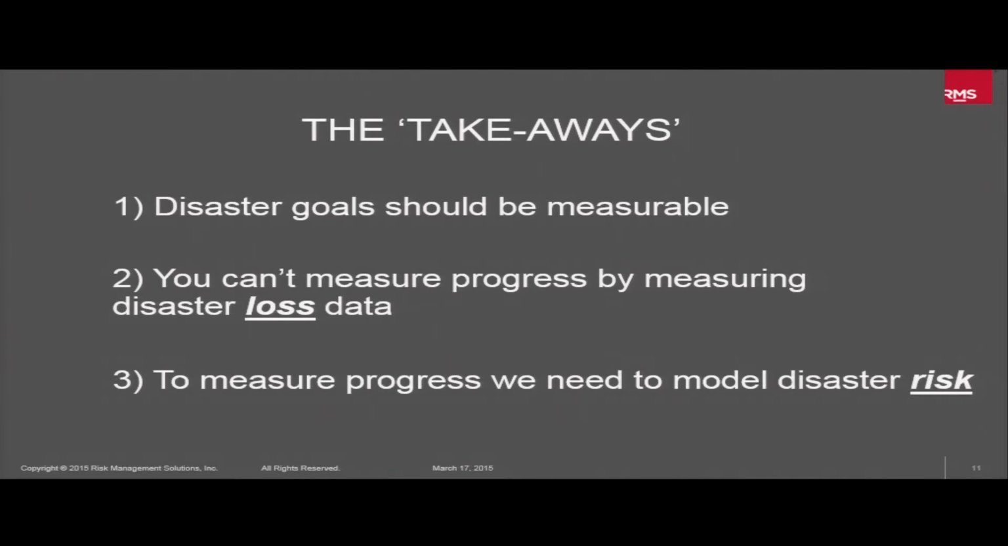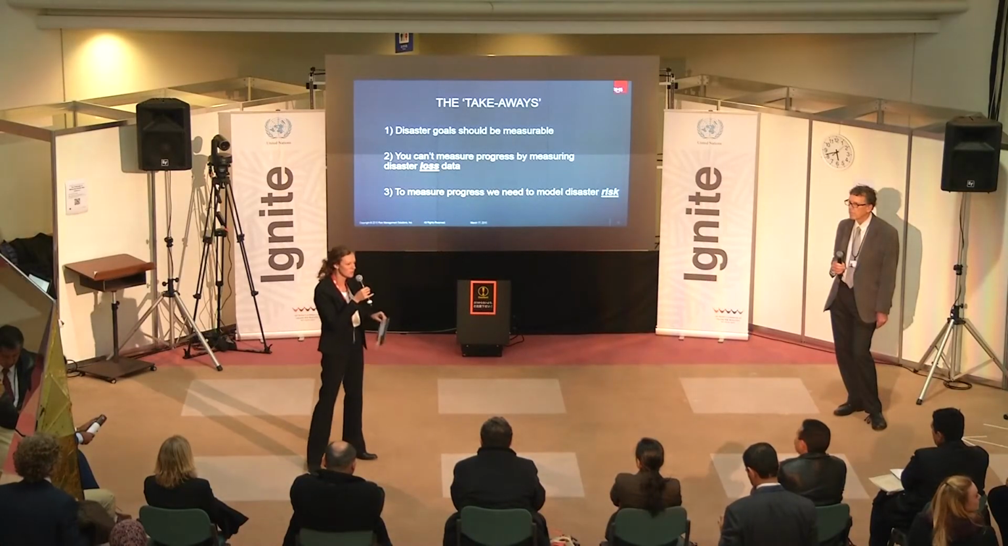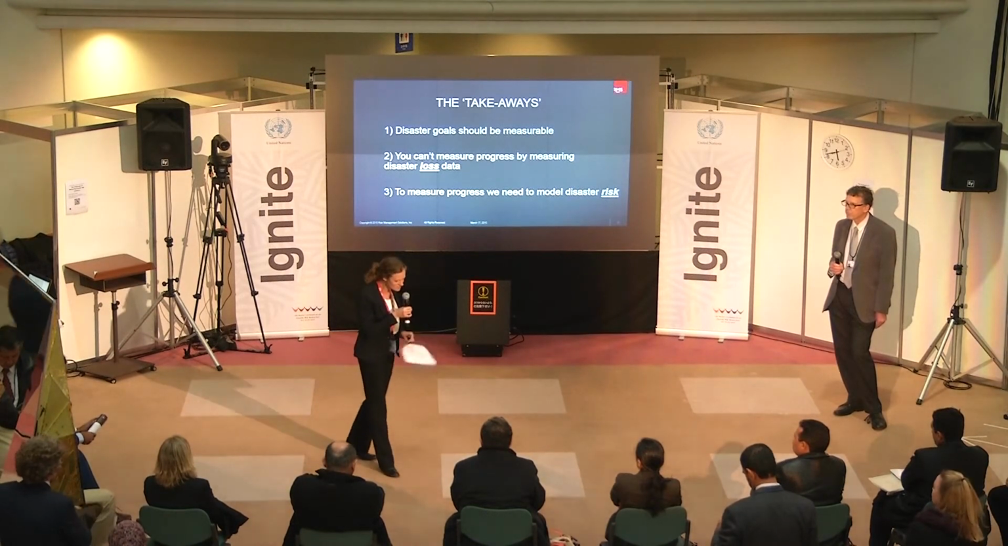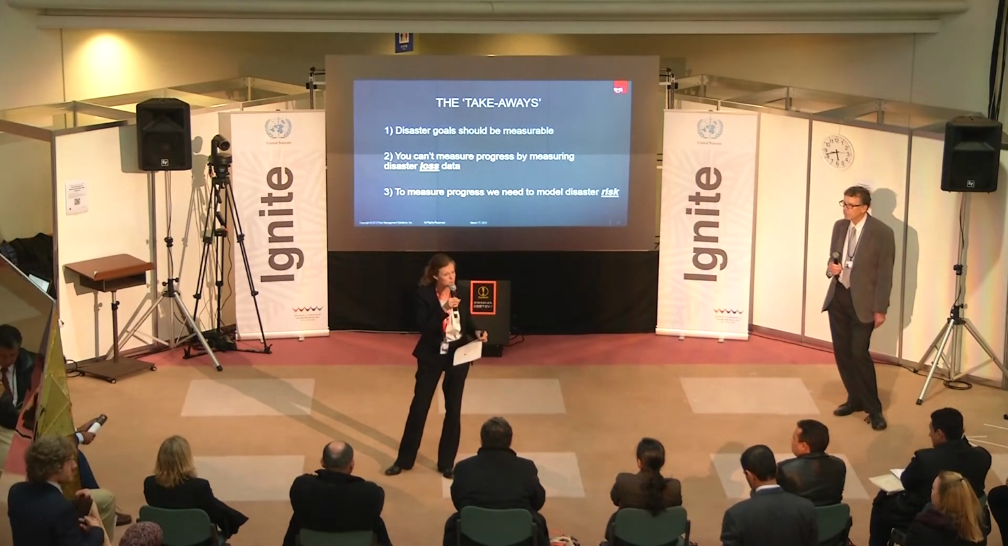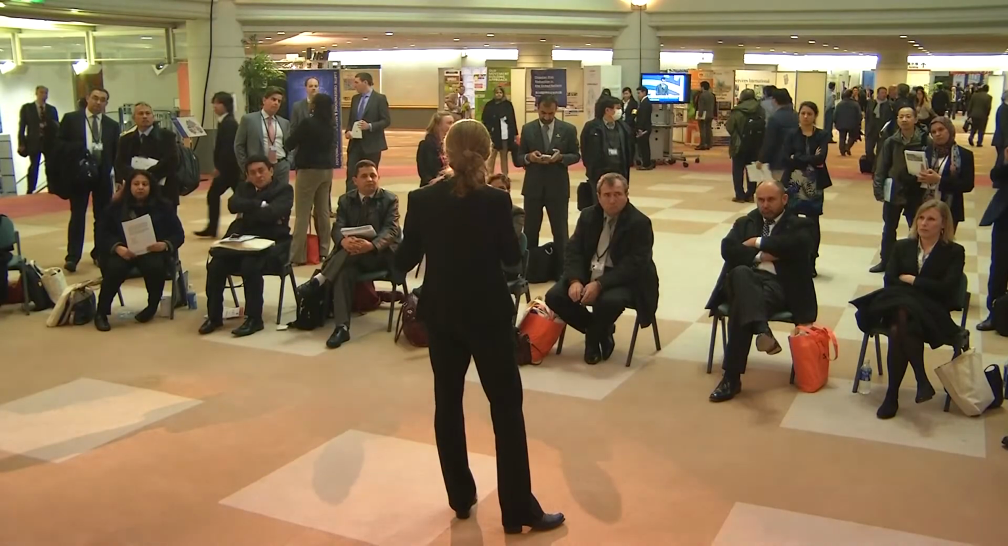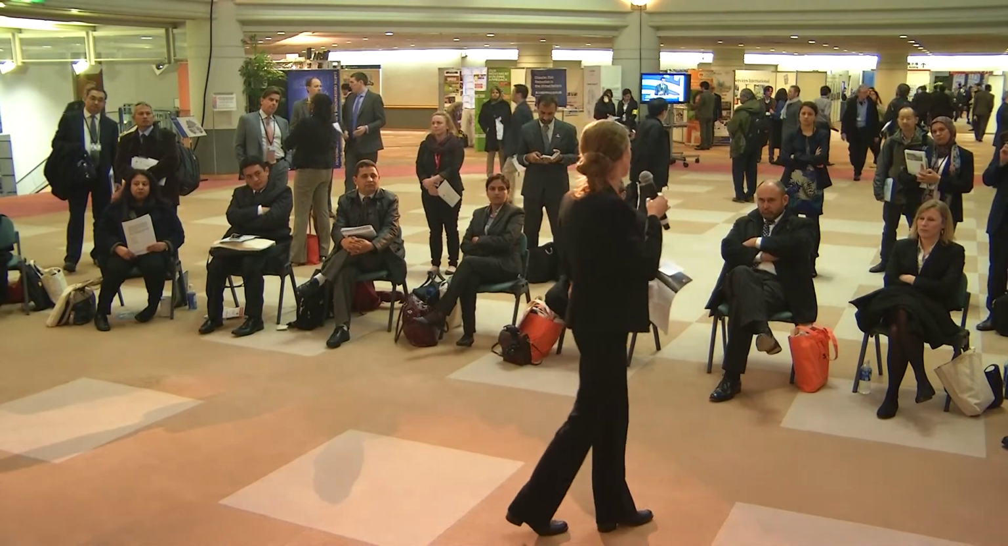Number 3, to measure progress, we need to model disaster risk. Most disasters which could happen have not already happened. Even if you had 100 years of perfect data, this would not actually tell you all of the possibilities. You need to use models, which will look at hundreds of thousands of possible events and their probabilities to give you an idea of your risk. You can use different standard outputs, such as average annual casualties, for example, in order to measure your progress.